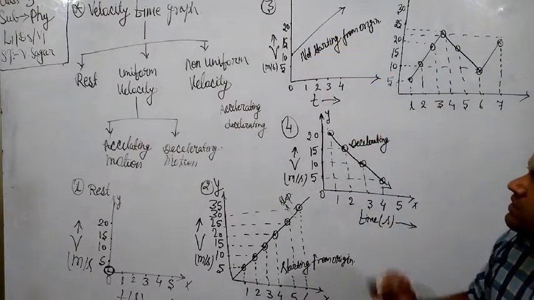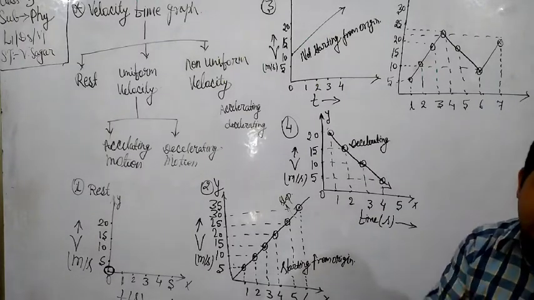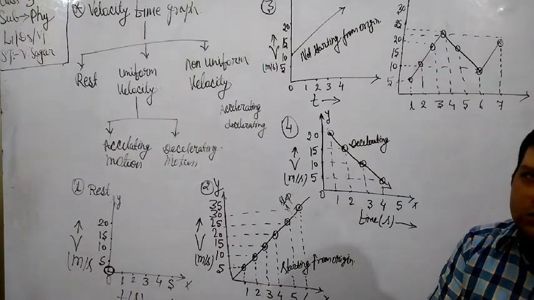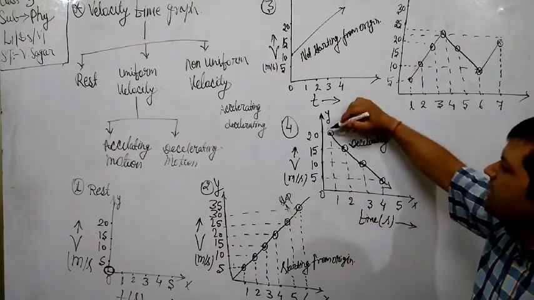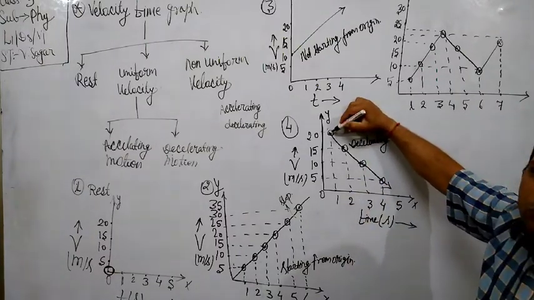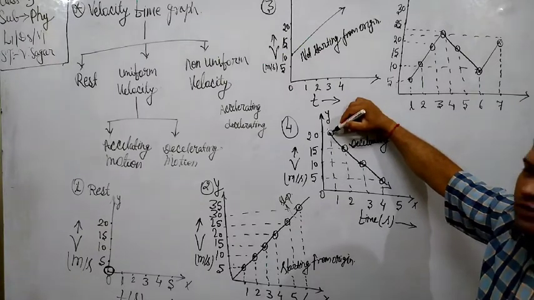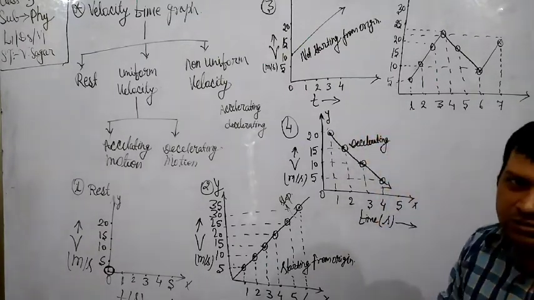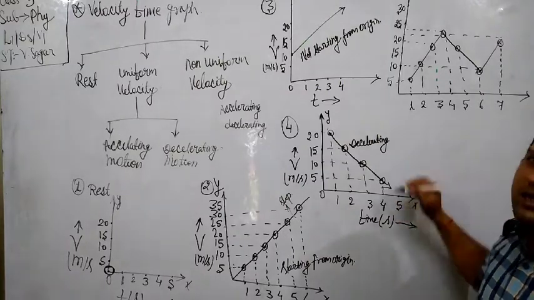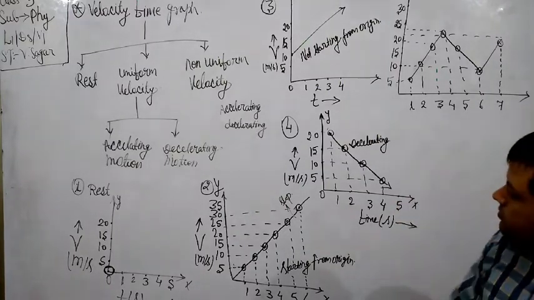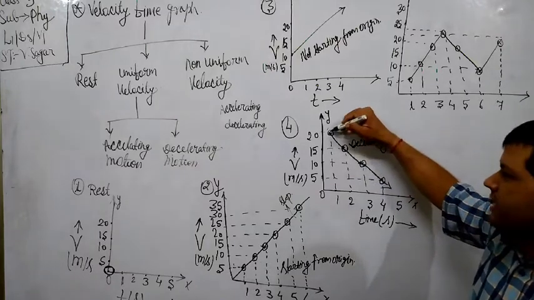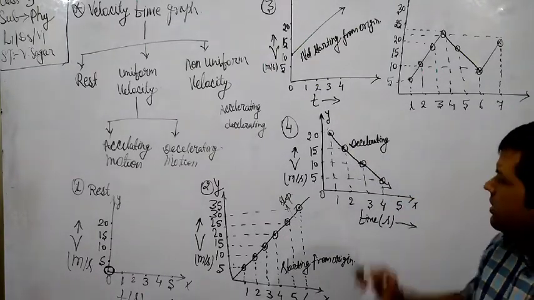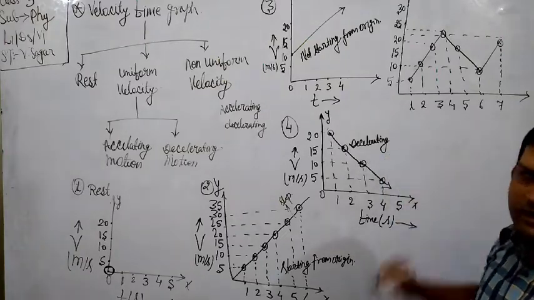Now in the fourth case, the velocity decreases. That is the state of retardation. Here initially we observe a body moving with a speed of 20 meters per second. After some time, it decreases its velocity and finally comes to a stop. So here we observe the velocity is decelerating.